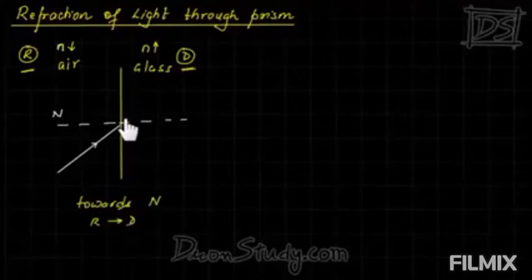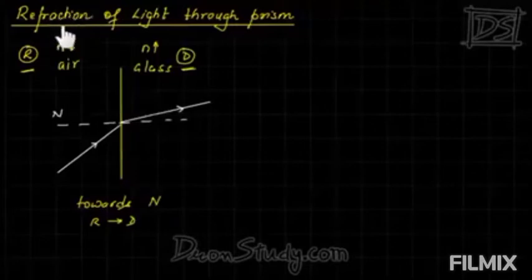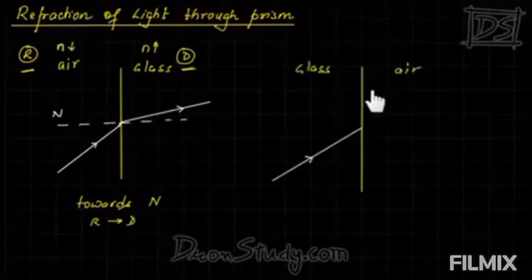So the light ray can be drawn like this. It will bend towards the normal. Normal is the dotted line and the ray is bent towards the normal line.